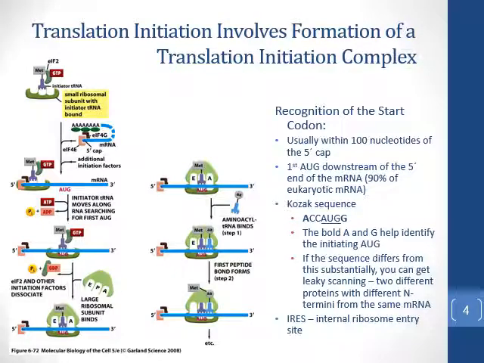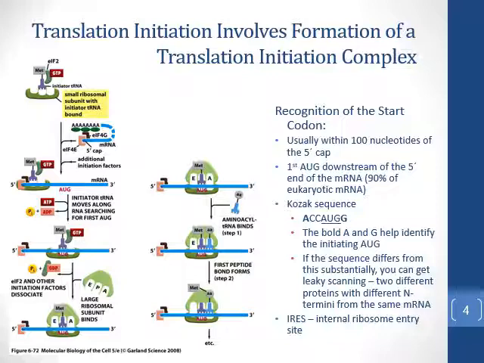Now, we're not going to spend a lot of time talking about translation. You get that in other courses, but we're really interested here in regulation of translation, or specifically post-transcriptional regulation. So we've got to spend a little bit of time talking about the beginning of translation.